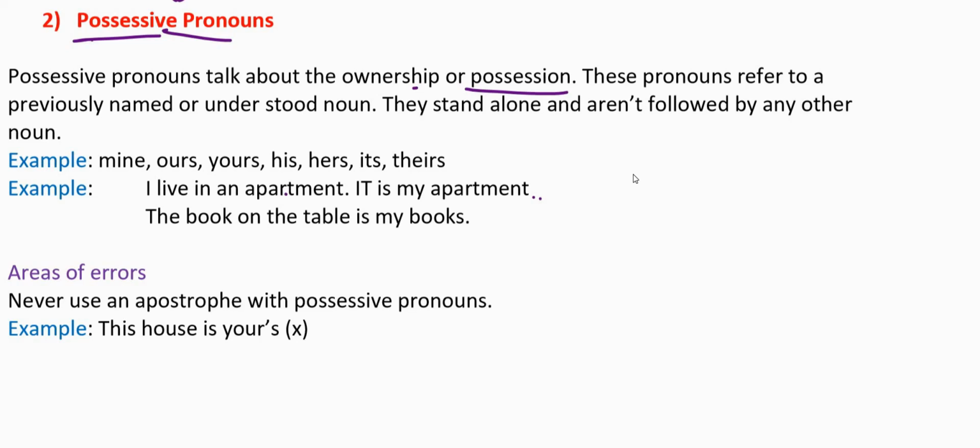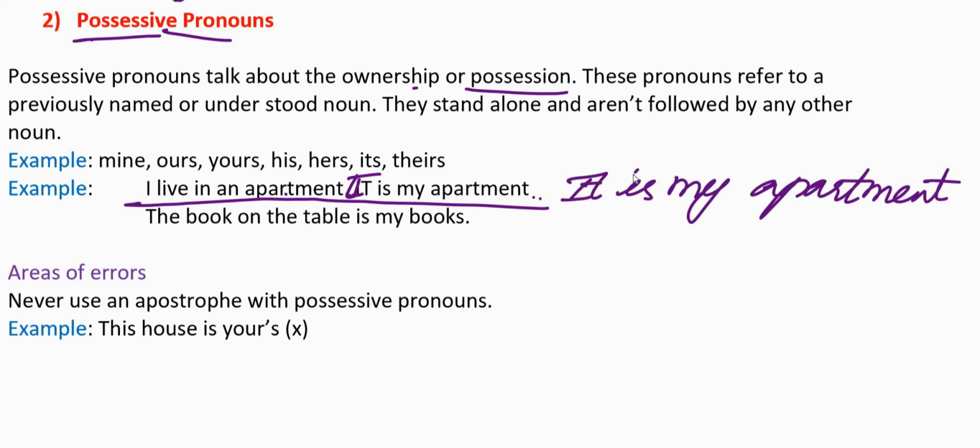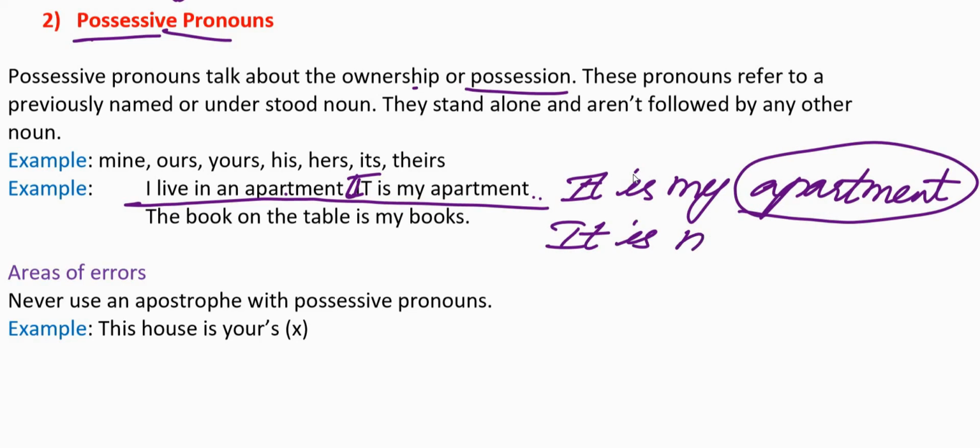And these possessive pronouns are not followed by nouns again. Look at the example here. I live in an apartment. It is my apartment. In this example, it is clear that I am talking about an apartment which belongs to me, because we already know that this apartment is owned by me. I don't have to say again it is my apartment. What can I use instead of apartment here? I can use a pronoun, mine. It is mine.